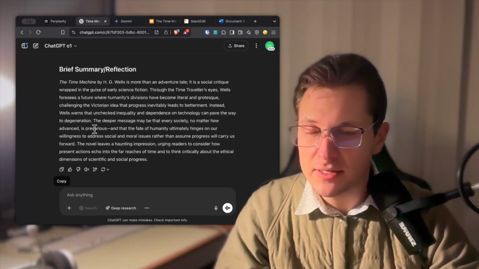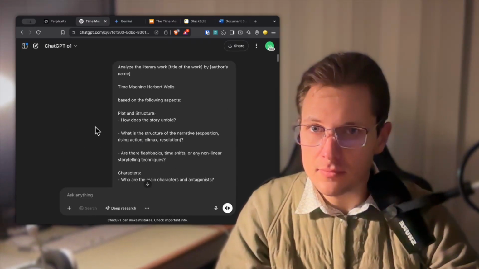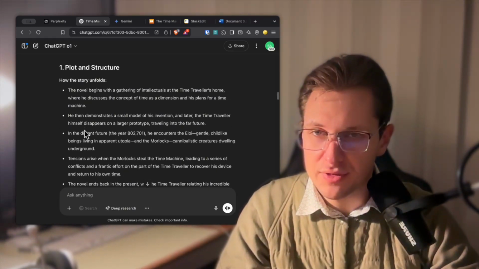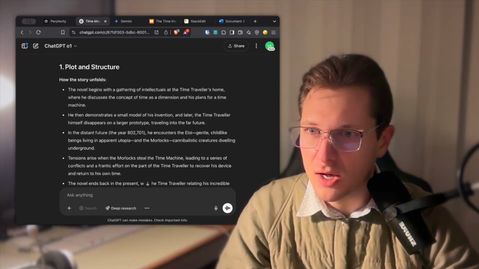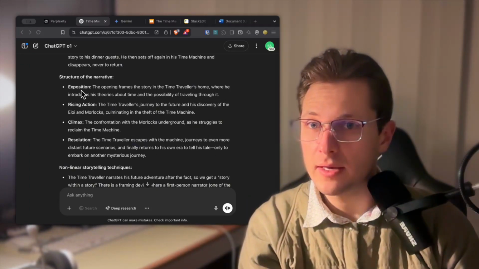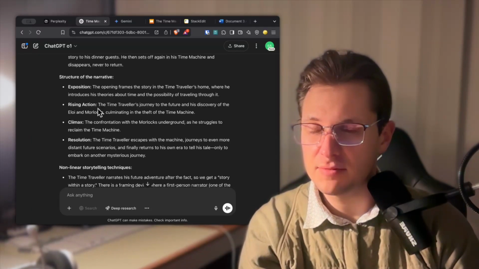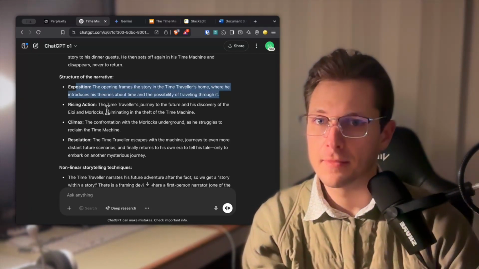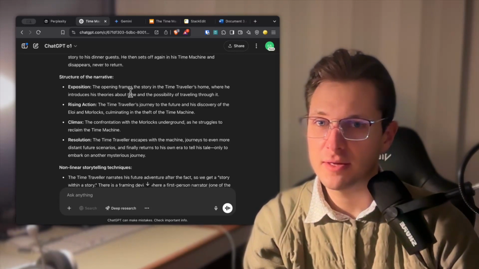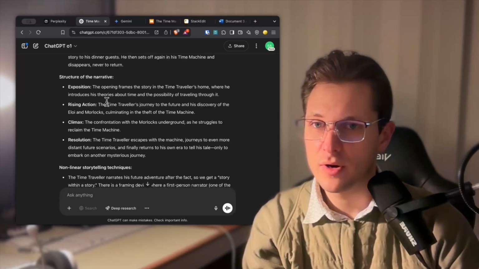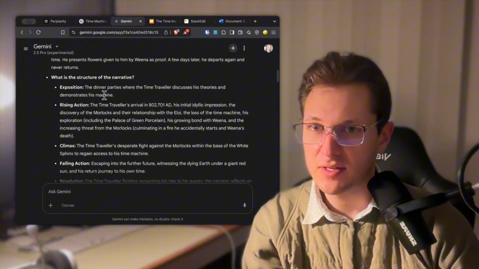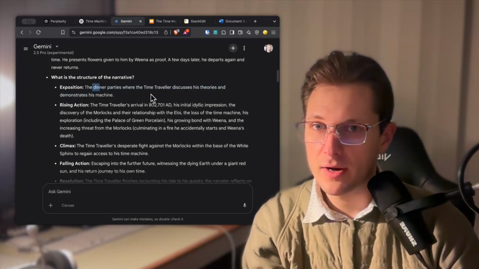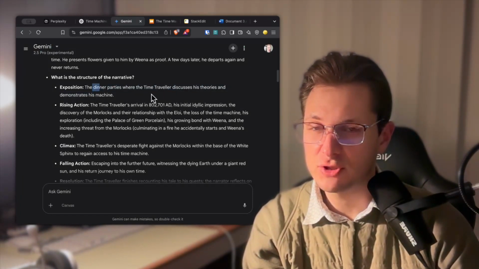Okay, let's actually read into the answer. I'm not going to bore you with reading this entire essay, but I'm going to find some good moments. Okay, structure of the narrative. Let's just pick a piece here. Exposition. The opening frames the story in the time traveler's home, where he introduces his theories about time and the possibility of traveling through it. What does Gemini say? The dinner party, where the time traveler discusses his theories and demonstrates his machines.